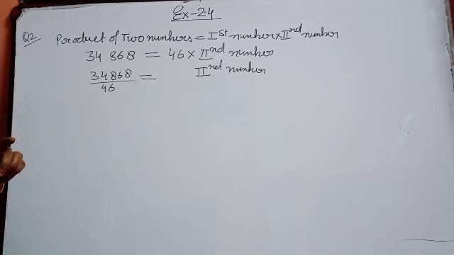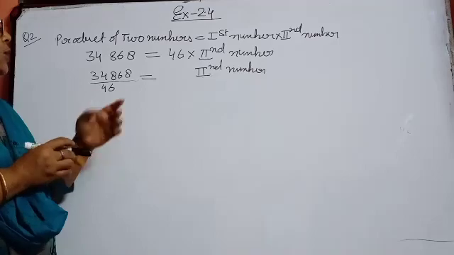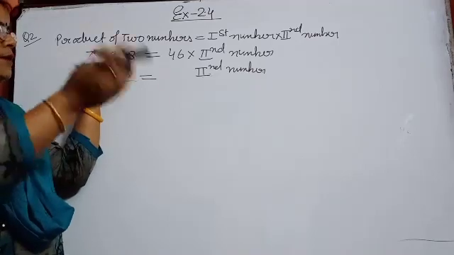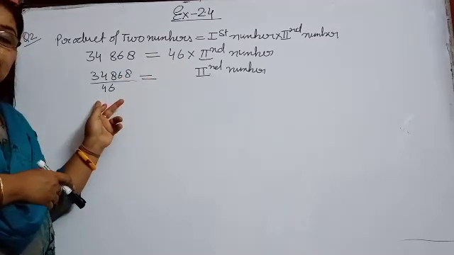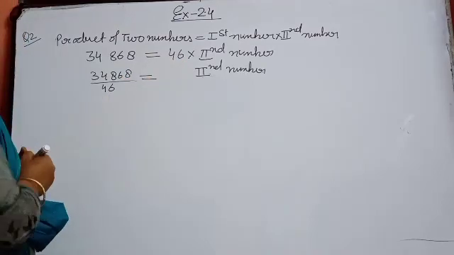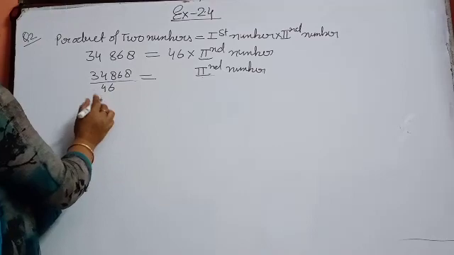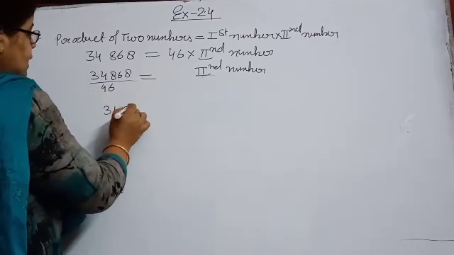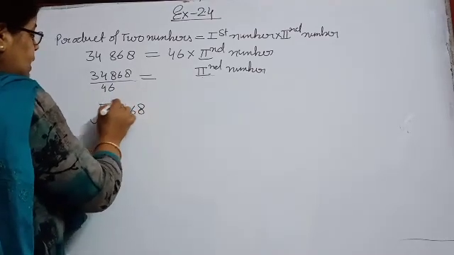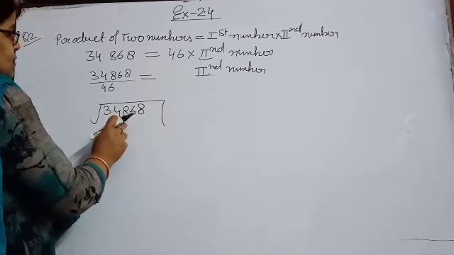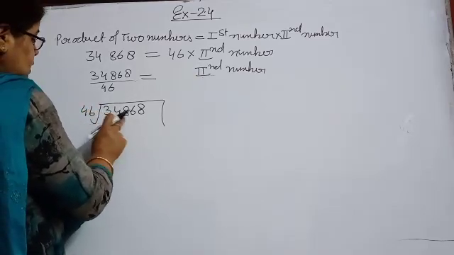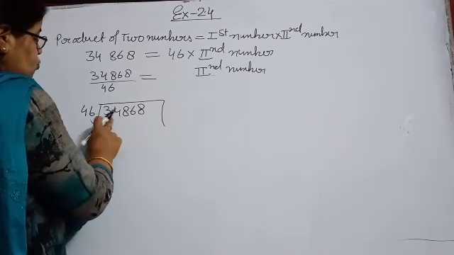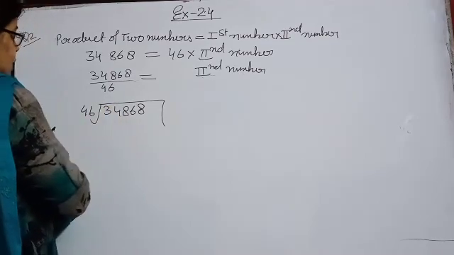If known value and unknown value are in multiplication, and on the other side we have another number, then the known value comes in the denominator. Now see, 34868 divided by 46. Here in pair work you will perform the division. Okay, so 46 division 30 in 34 is not possible, so we will make it 348.